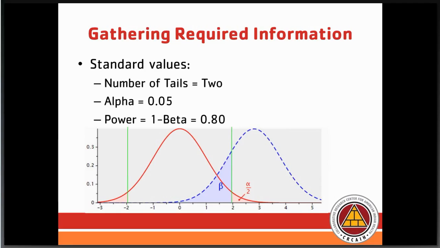The third item is power. Setting a level of power of at least 80% is the standard practice. The graph on the bottom of the slide illustrates the relationship between the hypothesized differences, the level for alpha for a two-tailed test, and the value of beta.